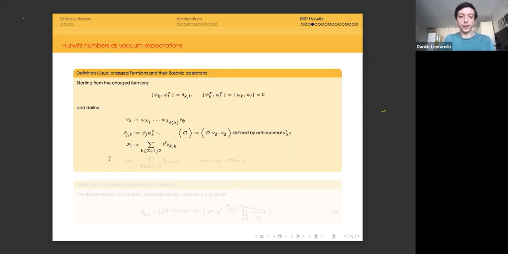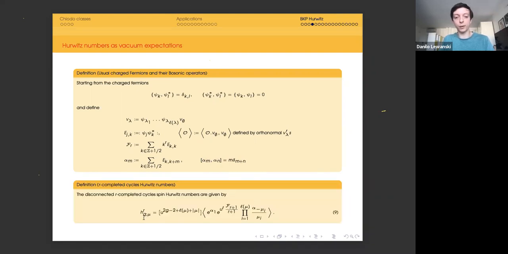And as well, you can define the operators alpha in a similar way, except that the operators F_R have energy 0, whereas the operator alpha_m has energy m. And these are the usual commutation relations between the alpha operators. So what is important for us is that now expressing Hurwitz numbers in this setting is very easy, because what is the Hurwitz number h_g mu? This is just the vacuum expectation of the following thing.